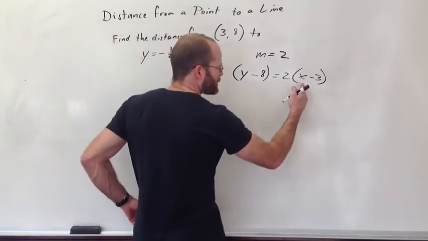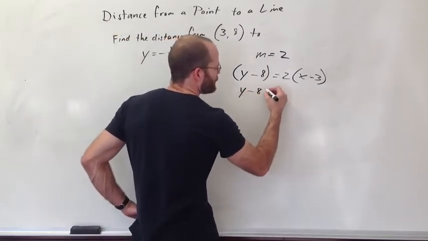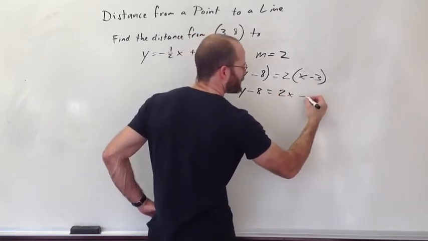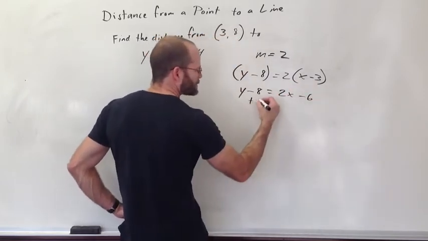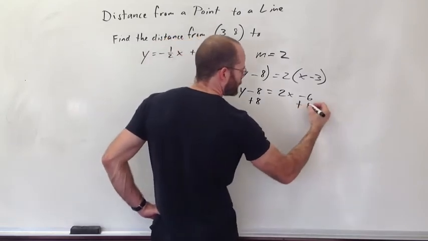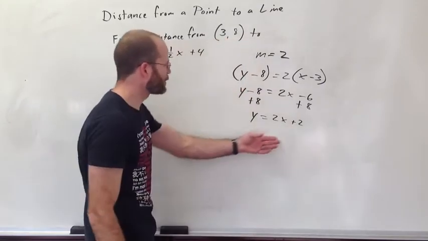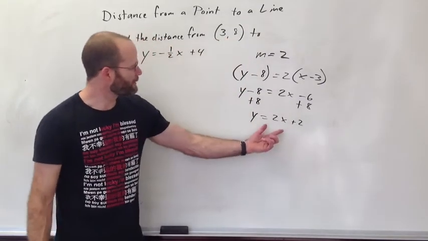So to do that, we distribute the 2. y minus 8 equals 2x minus 6, 2 times -3. And then we'll add 8 to both sides. y equals 2x plus 2. There's my equation. Okay, so we have an equation here.